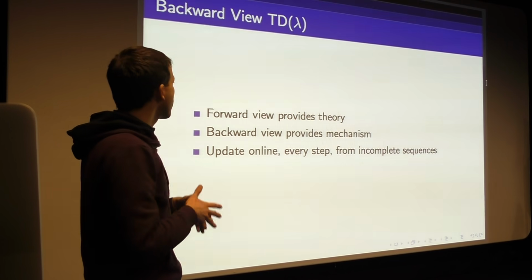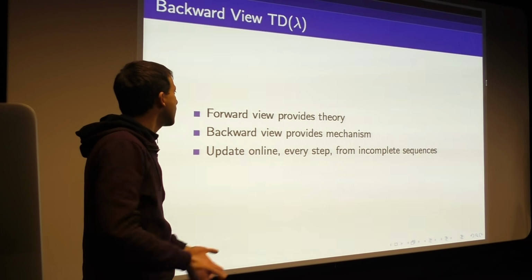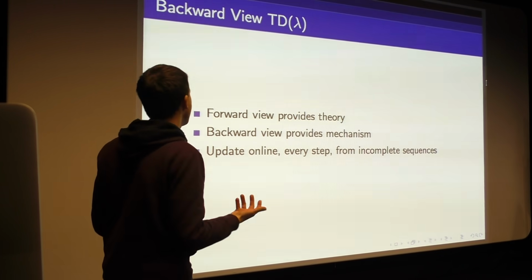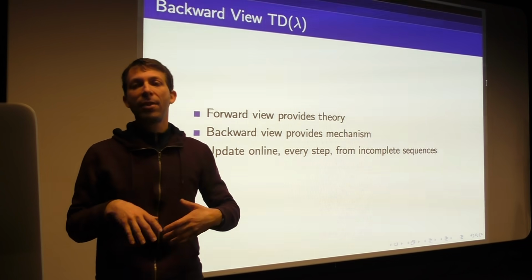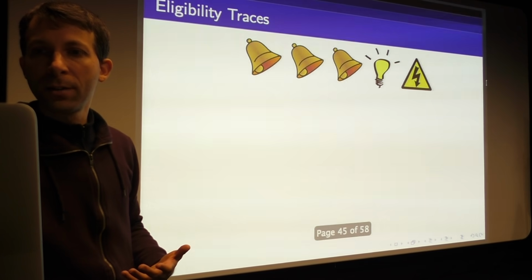Okay, so now let's come up with a backward view. How can we actually achieve this, but with the nice properties of TD learning, where we update online every step from incomplete sequences? And that is the TD lambda algorithm.